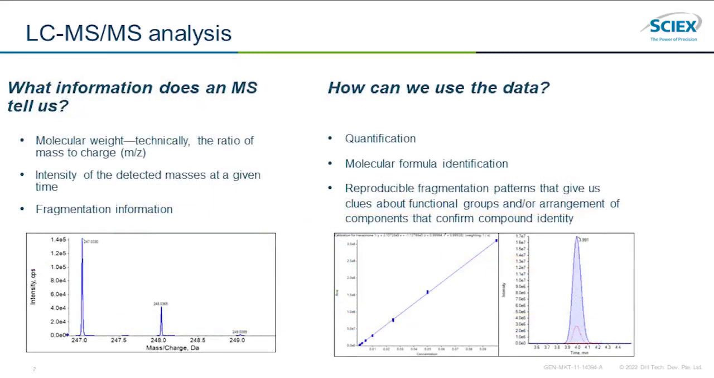So what kind of data does this give us? Technically, it's giving us a mass. It's a ratio of mass to charge. And it's giving us an intensity of the detected masses. But how we're using this data is a little bit more complex than that. You can use it for quantification, which is what we're going to be talking about today. But you can also do things like discovery work, looking at molecular formulas, or looking even at fragmentation patterns.